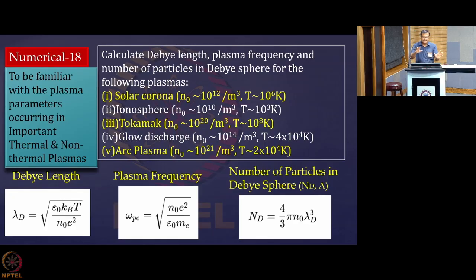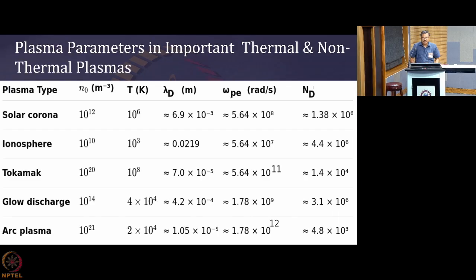So with these three expressions, we now tabulate the quantities for these 5 types of plasma: solar corona, ionosphere, tokamak, glow discharge and arc plasma. And this table actually helps you to look at a glance at what the different parameters are. You just go through the number density and you will see the kind of variation you are getting over here.